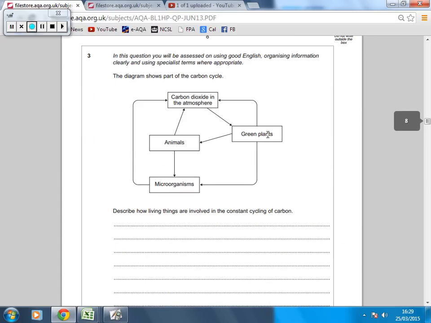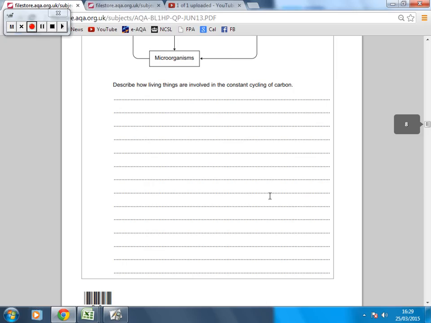Okay, next one, this is the crossover question with the foundation tier paper. You will be assessed for using good English, organising information clearly and using specialist terms. So we've got a carbon cycle there, we've got carbon dioxide in the atmosphere, green plants, animals and microorganisms. Describe how living things are involved in the constant cycling of carbon.